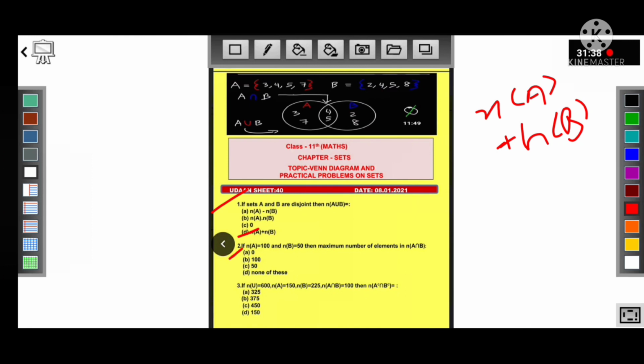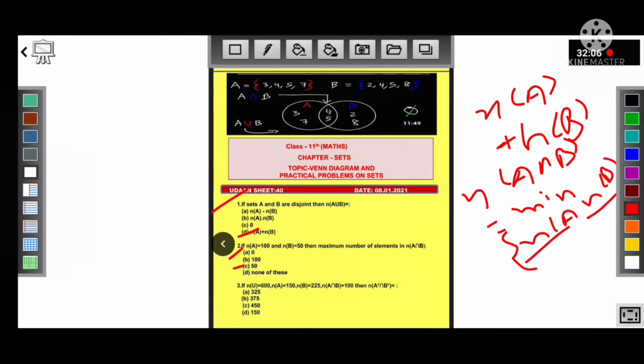Now second question, if the number of elements of A is equal to 100 and the number of elements of B is equal to 50, then the maximum number of elements in A intersection B is 50, because the number of elements of A intersection B is at most the minimum of the number of elements of A and of B, and that minimum is 50, so 50 is the right answer.